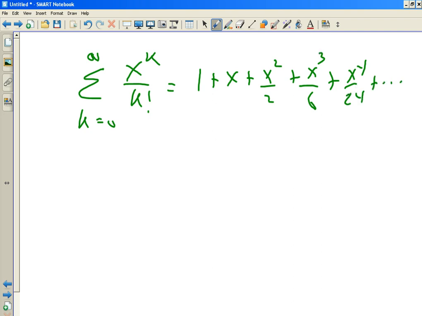Now my question is, if this converges to a function, I don't even know if it does, what's the interval of convergence? Now again, it's MacLaurin, so you know it's good at 0.